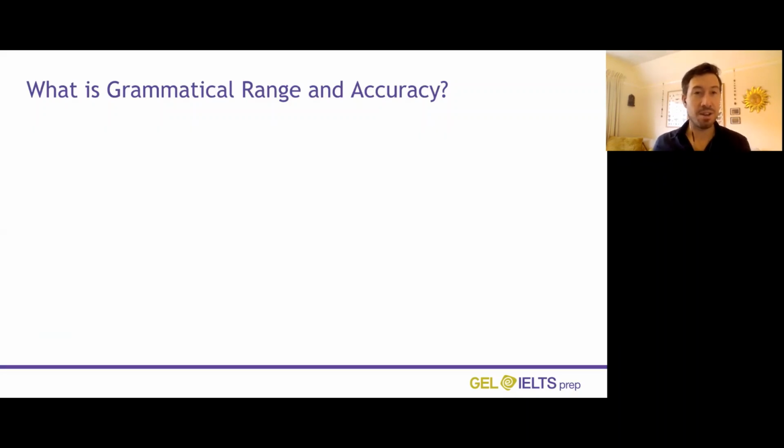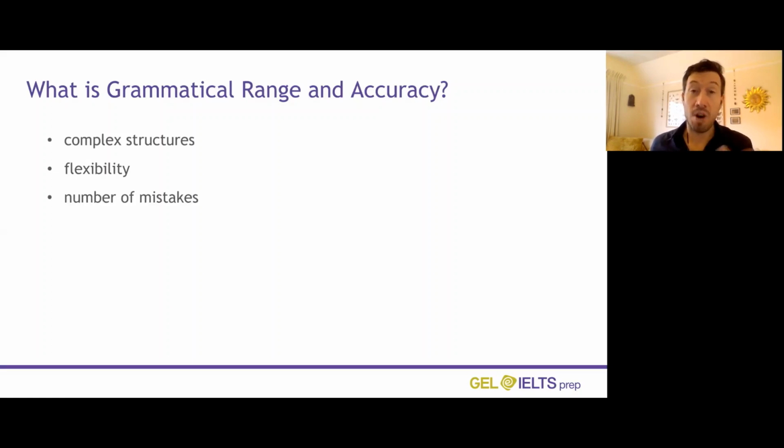So let's summarize those points. We've got complex structures, which, as I said, we're going to look at in a moment. Flexibility, so how naturally or flexible you can be with using them. The number of mistakes that you make or errors that appear in your sentences.